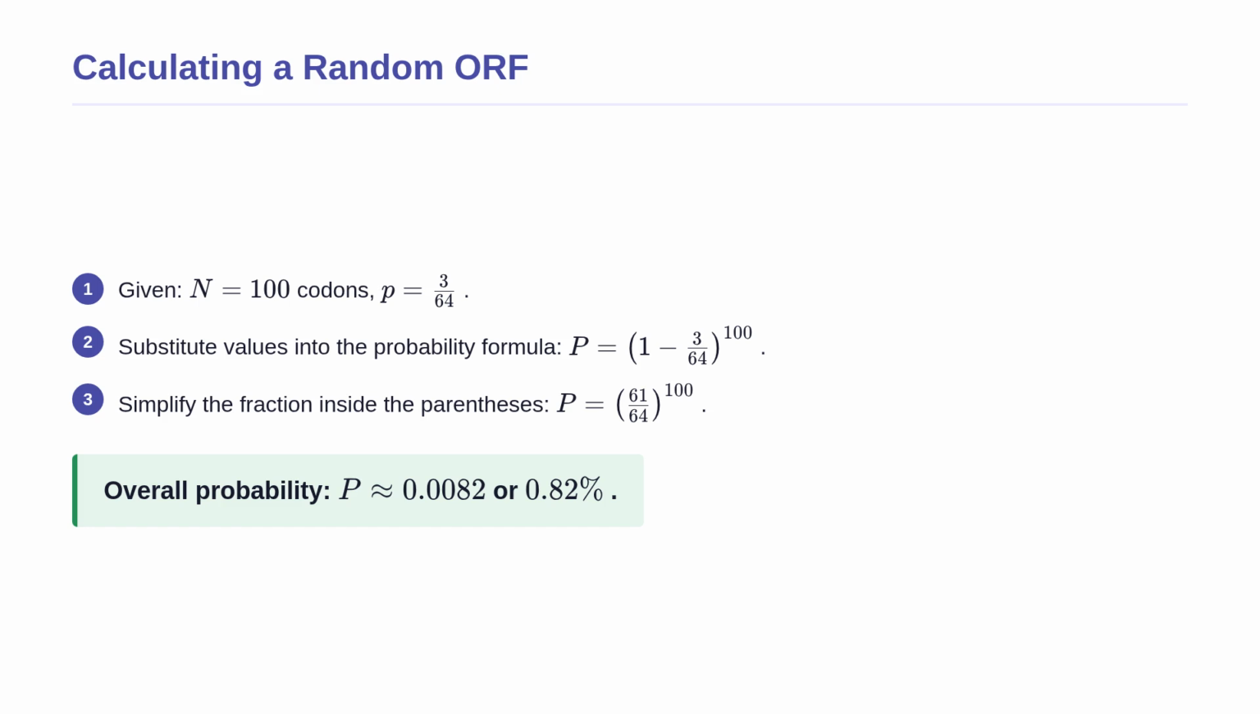Subtracting the stop codon probability from 1 gives us 61 over 64. This represents the chance that a single codon is not a stop codon. Raising this fraction to the power of 100 accounts for every codon in the sequence. The final calculated answer is approximately 0.0082, or less than 1%. Because this probability is so incredibly low, the software will flag this region as a highly probable gene.